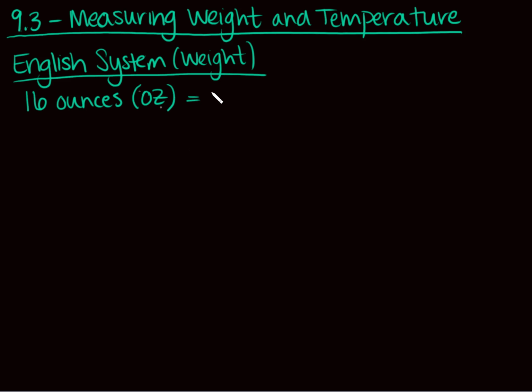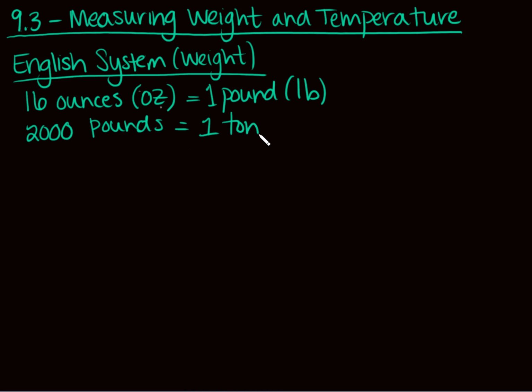So we say 16 ounces is 1 pound. And the abbreviation for pound, as you probably all know, is LB. So that's 1 pound. And there aren't a whole lot of different units, I'm sorry, I got a little distracted by some noise outside of my office. 2,000 pounds is 1 ton, and that's really about all we have in the English system when it comes to weight. So 16 ounces is a pound, and 2,000 pounds is a ton.